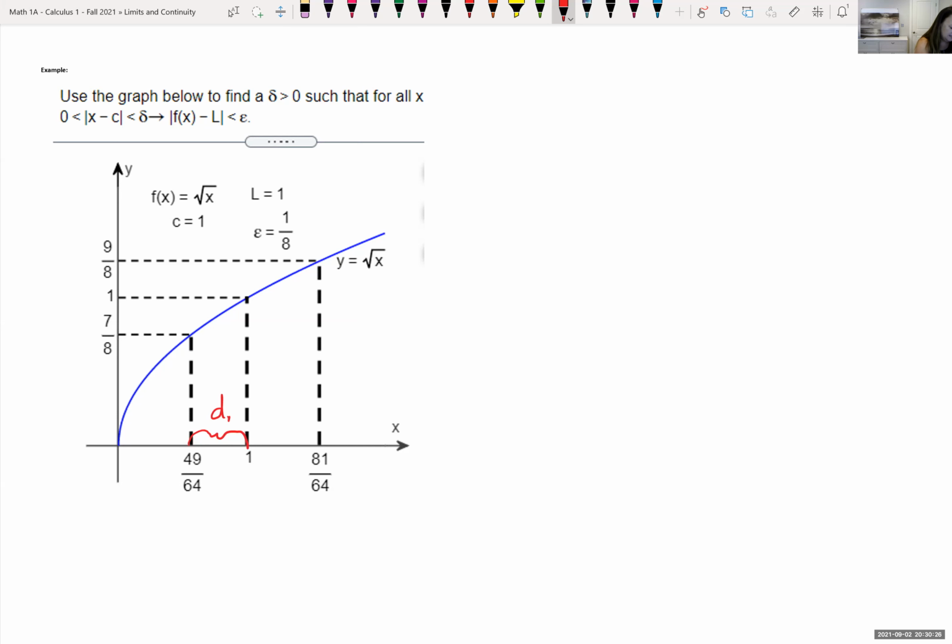So we have either this distance here between 49/64 to 1, or we have this distance here between 1 and 81/64. So we're going to choose delta to equal the minimum of those two distances, distance 1 or distance 2.